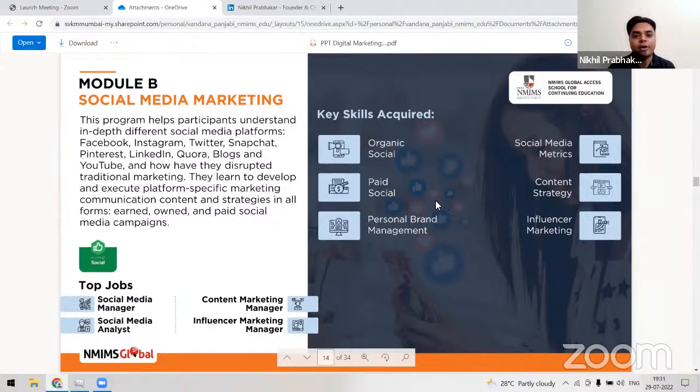Roughly here in this module, you're also picking up something called personal brand management. So when you know how to use social media for business, obviously you'll know how you can use it for yourself. Sometimes you can also try to become an influencer in some interesting area that clicks for you. So these are certain things that you can pick up from this social media marketing module, apart from influencer marketing, content strategy, or social media analytics, the metrics part.